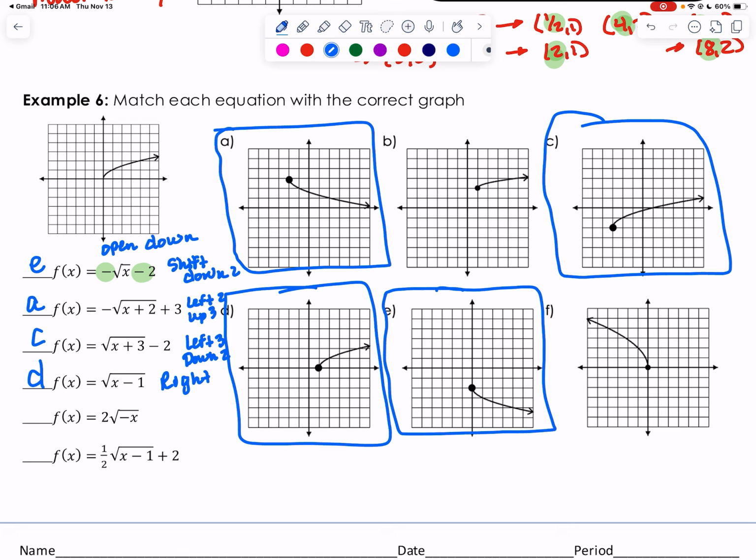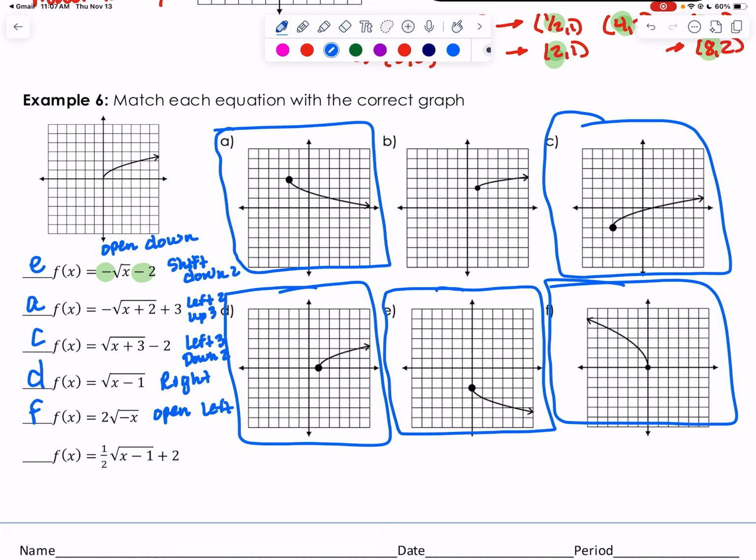All right. f of x equals 2 times the square root of negative x. Now I have a negative under the square root, so this graph is going to open to the left. There's only one graph on here that opens to the left. That would be answer choice F.